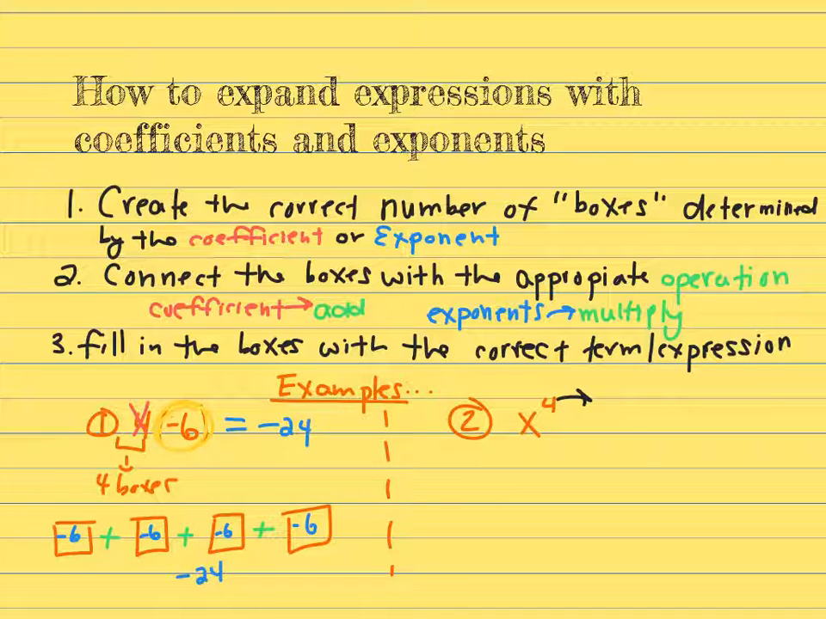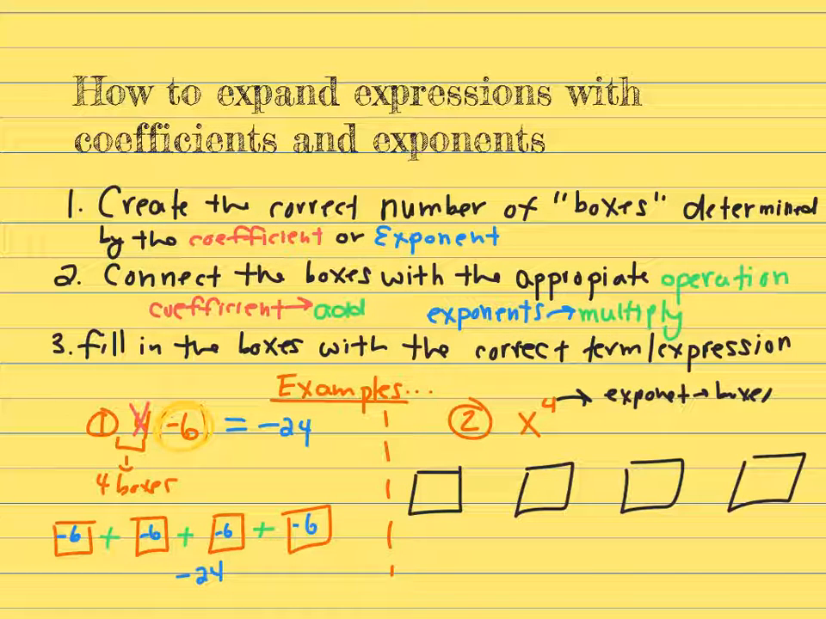When we approach example number 2, here's our exponent. So it's going to tell us how many boxes to make. Since the exponent is 4, we are going to make 4 boxes. Step number 2 would be determining the appropriate operation to put in between those boxes. And since we see exponents, we know exponents are used for repeated multiplication. So I'm going to connect those boxes with a multiplication symbol. The last step is filling in the boxes. In this case, whatever the base is goes in the boxes. So what do I need to multiply 4 times? This thing called x. So I'd put x in the box 4 times. So we have expanded x to the 4th as x times x times x times x.